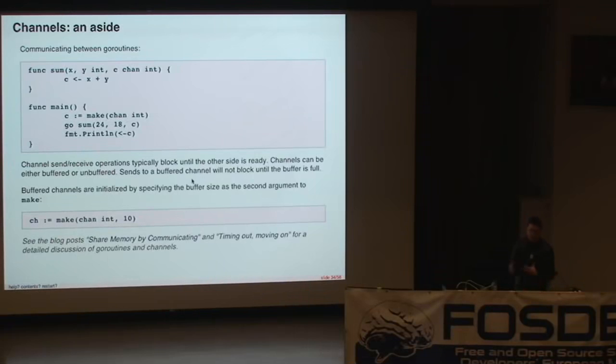But channels can be buffered or unbuffered, and if you make a channel buffered, a send to that channel will not block until the buffer is full. So to make a channel buffered, you simply add a second parameter to make, which is the size of the buffer. So this channel of integers will store 10 integers before it gets full.